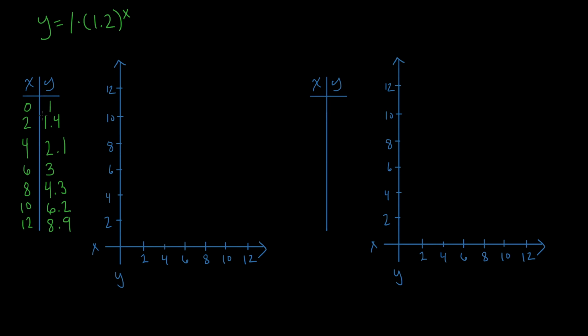So when x is 0, y is equal to 1. And so that's right here. That's also my initial value and my y-intercept. And when x is equal to 2, y is going to be equal to 1.4. So that's going to be about right there. And when x is equal to 4, y is going to be equal to 2.1. It's going to be a little bit higher, about right there.